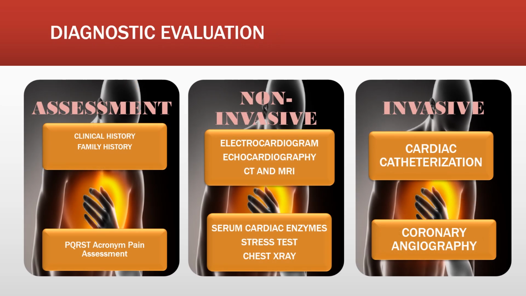We move on to the diagnostic evaluation. What are the tests done to confirm that it's an MI, or myocardial infarction? First, the clinical assessment is done. That is, you assess the patient, the clinical history, the PQRST that we did for the chest pain. He comes to you with chest pain, you do the PQRST. That itself will identify around 50 to 60% of the cases. Next, we ask him his family history. We ask him his medical history. We ask him his surgical history, whether he's had a CABG or any cardiac surgery before. That will also give you an idea.